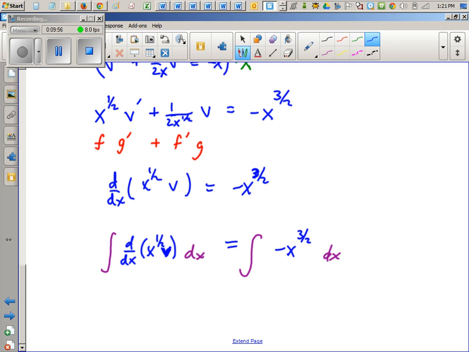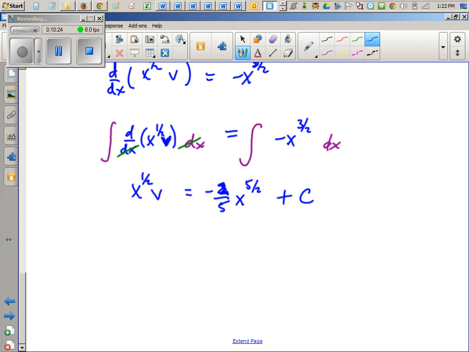Okay, the left side cleans up. The integral of d anything is just that same anything. So this is just x to the half v. And the right side, we're adding a power and putting the reciprocal of the new power in front. So it's negative 2/5 x to the 5/2. And then, of course, a big fat plus c. We write them big and fat so we don't forget them next time. And now we solve for v. Divide by x to the half or multiply by x to the negative half, however you like to look at it. I think I'll write it like that.